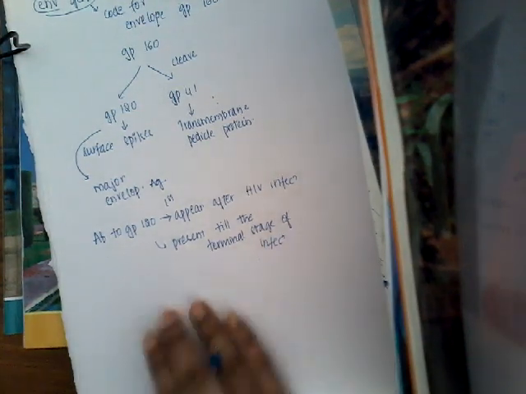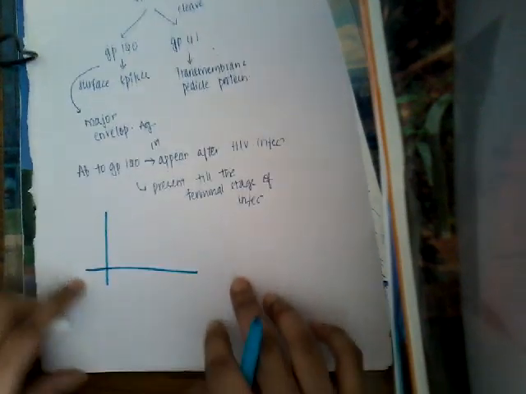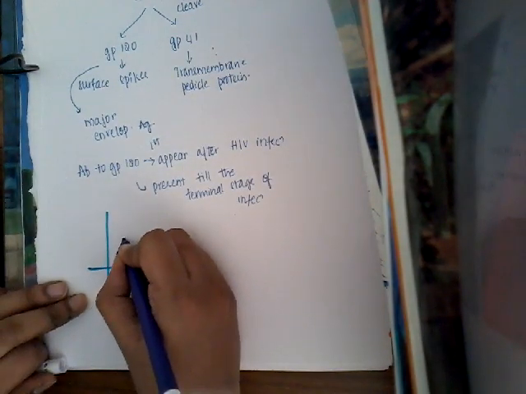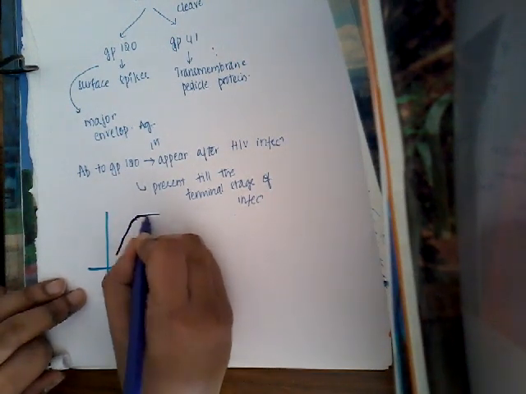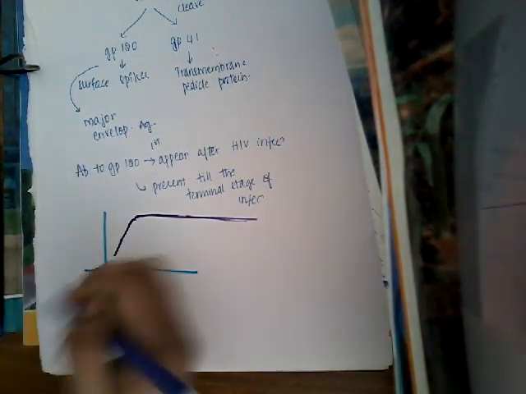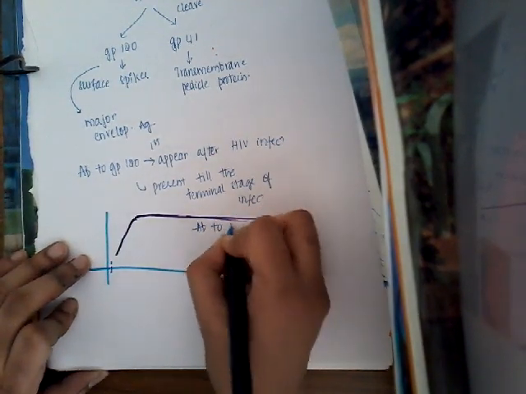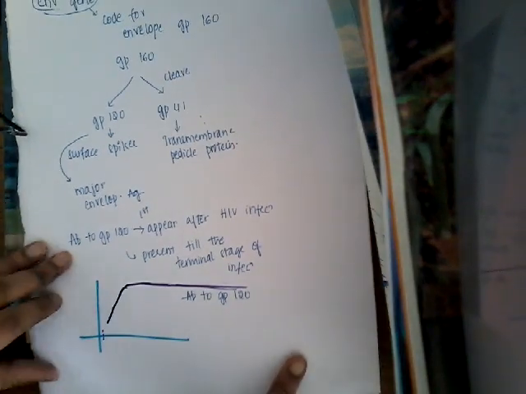So this is the graph. These antibodies to glycoprotein 120 are the first to appear after HIV infection, and they will be present till the terminal stages. Here there is infection. So this is antibody to glycoprotein 120. Now let us learn about the next gene.